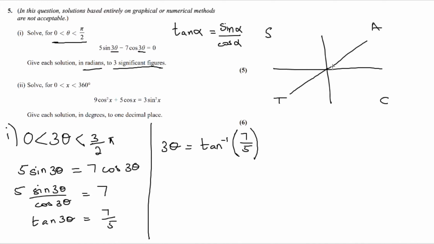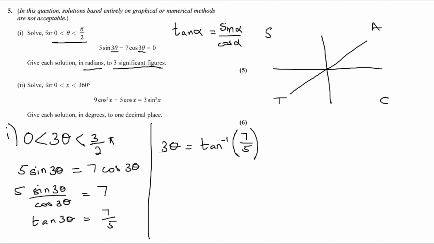I'm just going to draw this line. It doesn't have to be drawn to scale or anything. You just draw 2 lines, one in the first quadrant and the other one in the third quadrant, because here it's positive. If, for example, we had tan 3 theta equals negative 7/5, we would have made the lines here in the second quadrant and in the fourth quadrant, because tan is negative in these two.